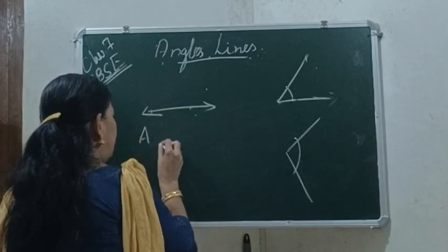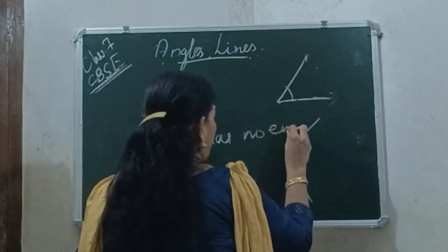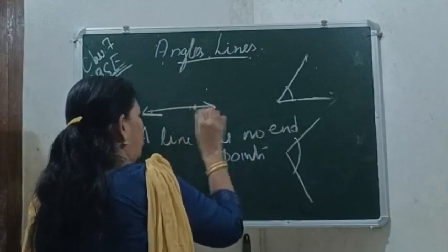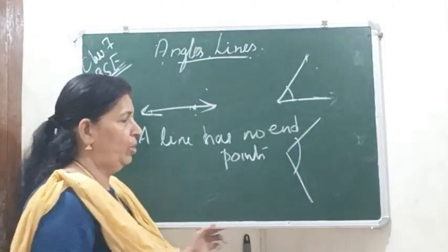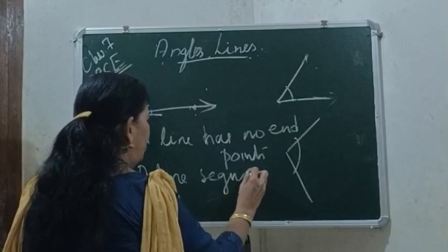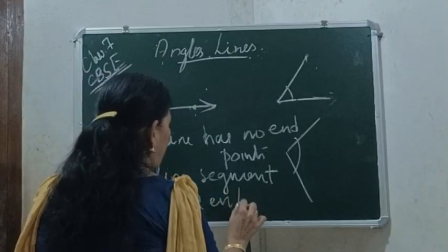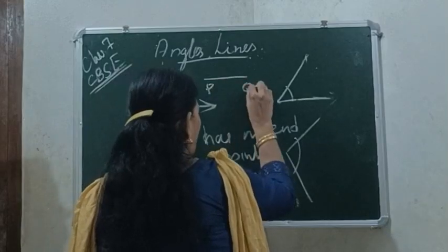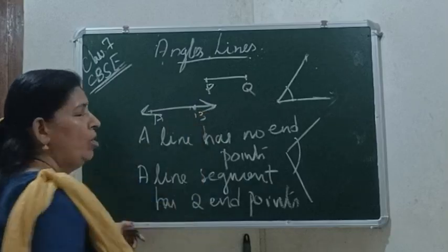A line has no endpoints. It goes to infinity. The arrow mark shows that it goes to infinity. But a line segment has two endpoints. For example, line segment PQ: here the endpoints are P and Q. Here the line AB has no endpoints.